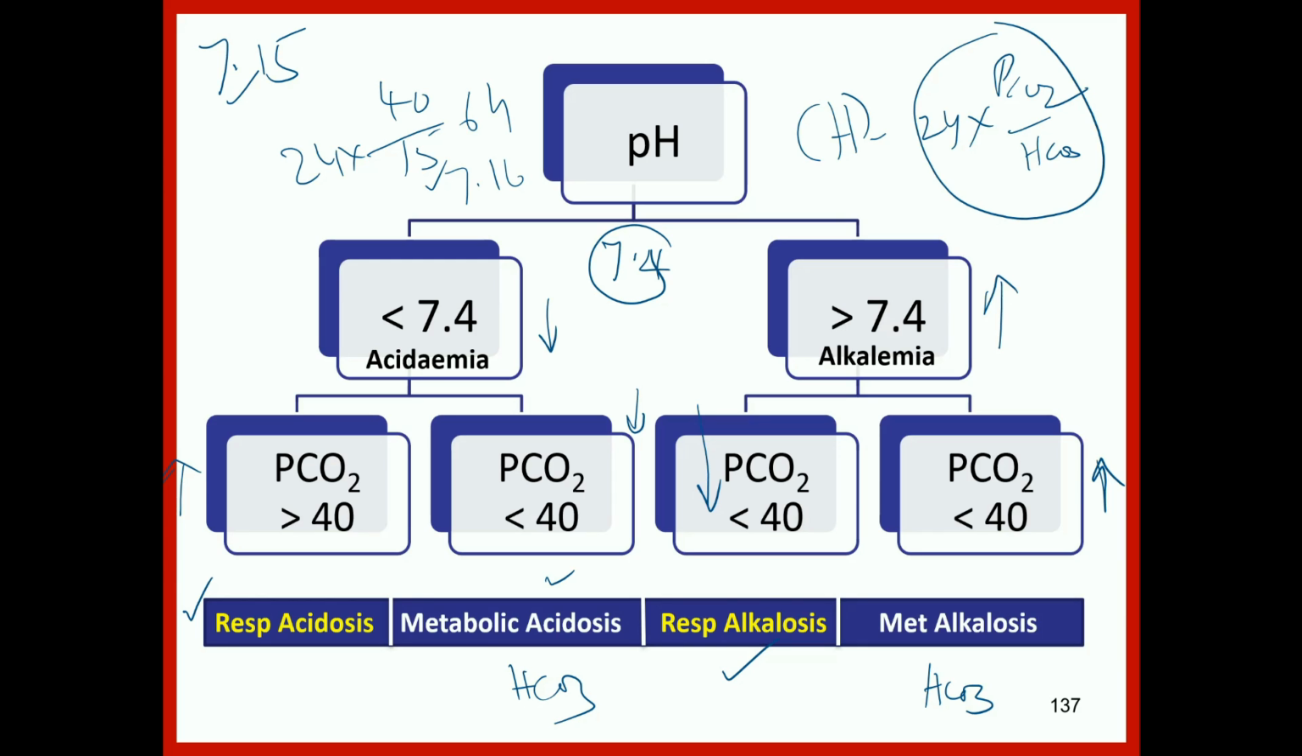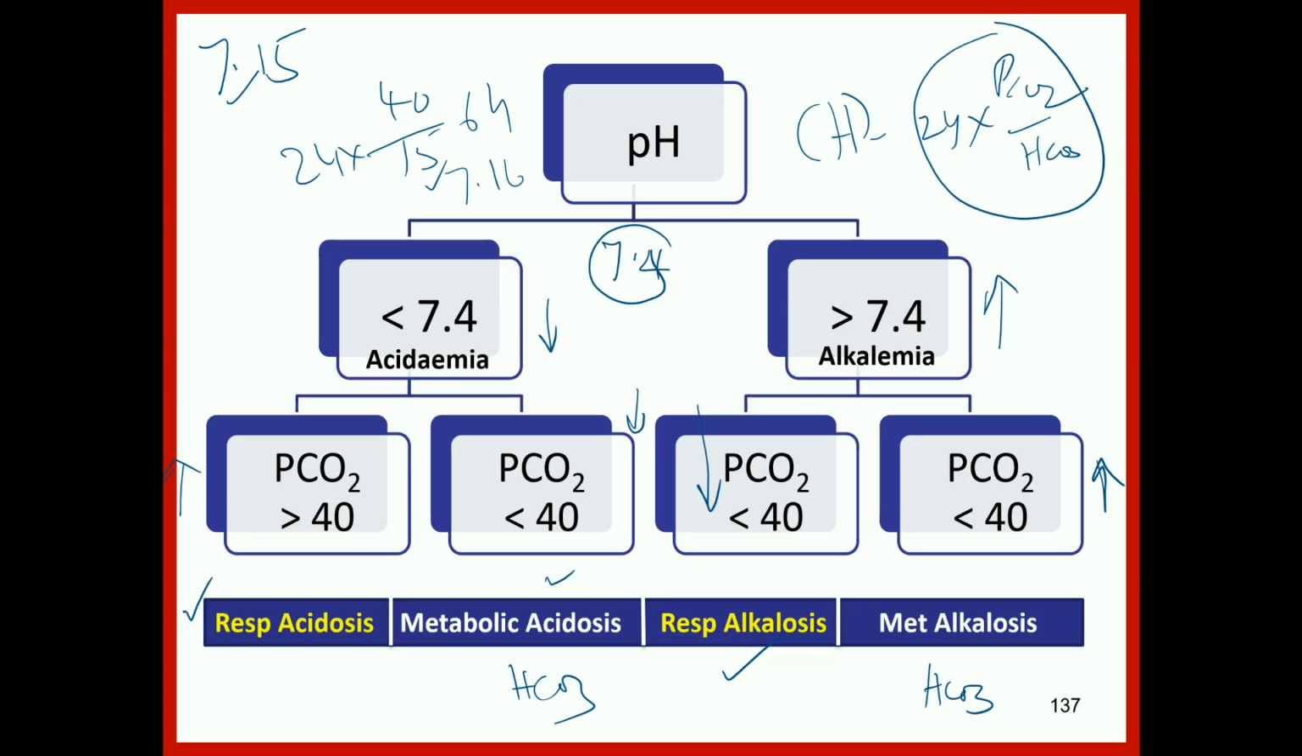In this alkalemia, if along with the pH, the PCO2 is on the opposite side, that is, the PCO2 is lesser than 40, then I am dealing with respiratory alkalosis. The other way around, if the pH is higher and the PCO2 also is higher, that means both are going in the same direction, then that is metabolic alkalosis. This is as such. And always verify the consistency.